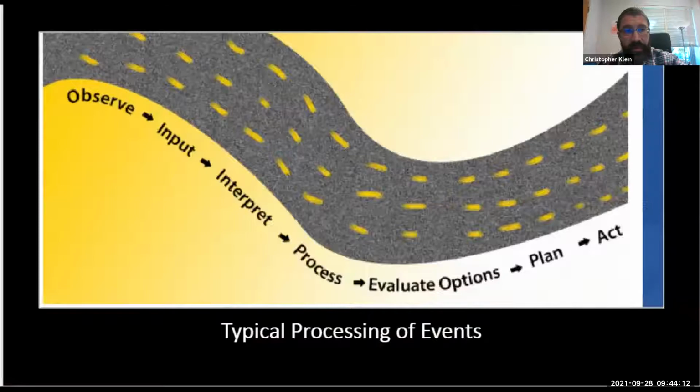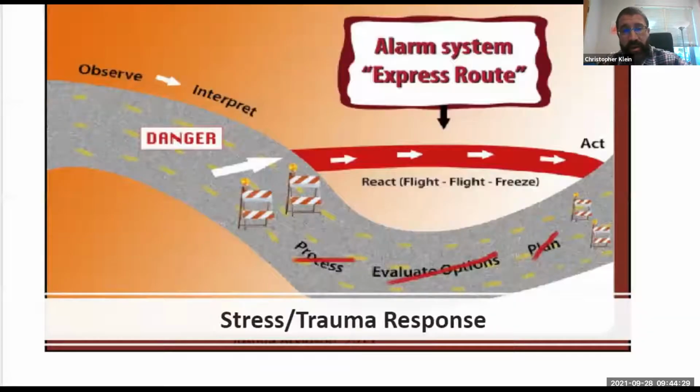And so a typical neurotypical brain will observe inputs, interpret the situation around them, process what's going on, evaluate their options, plan, and then act, right? That's the way we normally go about our lives as humans. But when our alarm system goes off and we interpret that there's danger in the world, we have this shortcut, this express route, so to speak, that is that reaction of fight, flight, freeze, or appease.